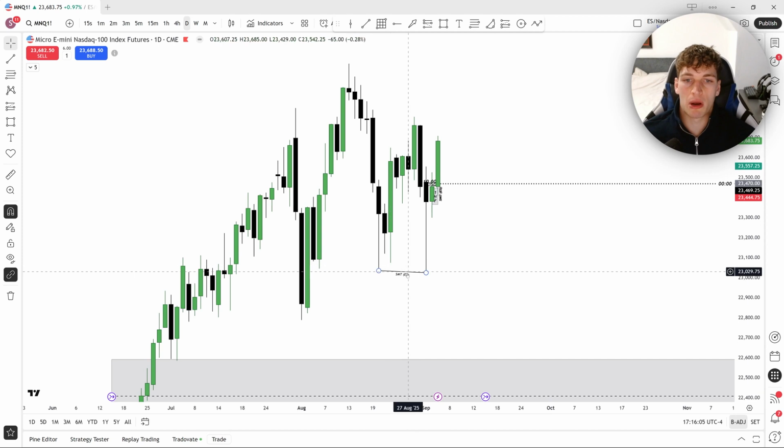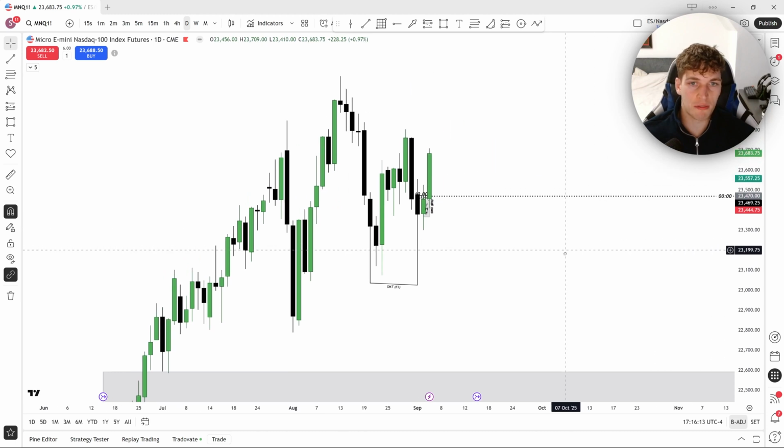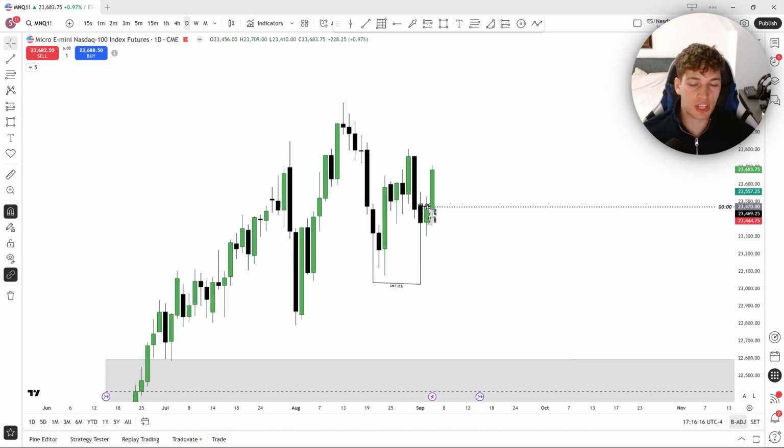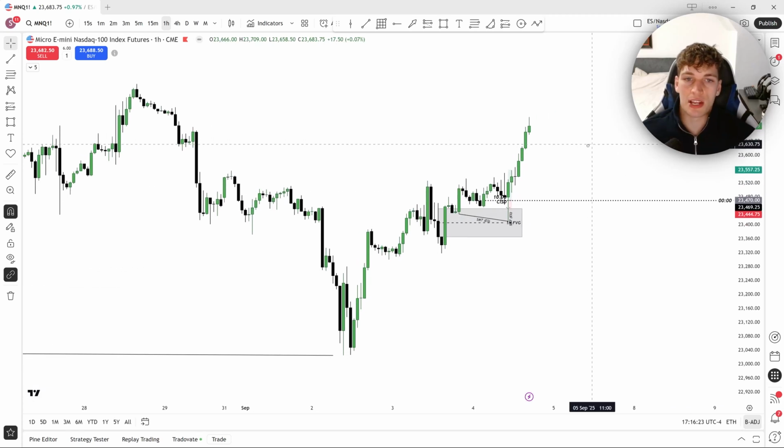And we also had SMT divergence with ES, where S&P failed to take this previous daily low. So for me, that was a good indication of a reversal on the daily and a clear liquidity sweep on the daily. So as I do, I go into the daily, drop into the hour.